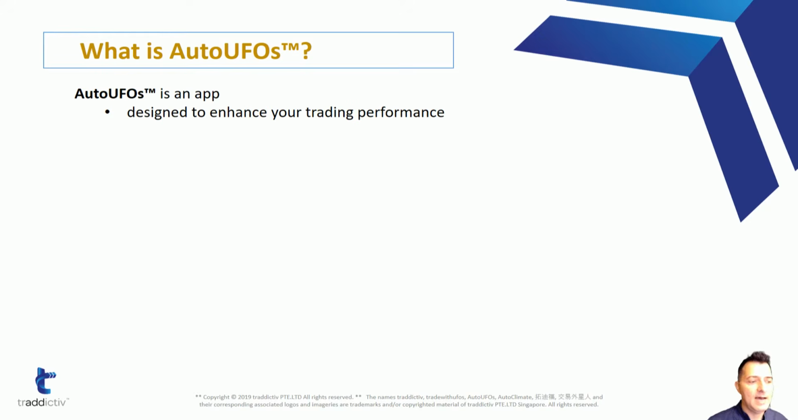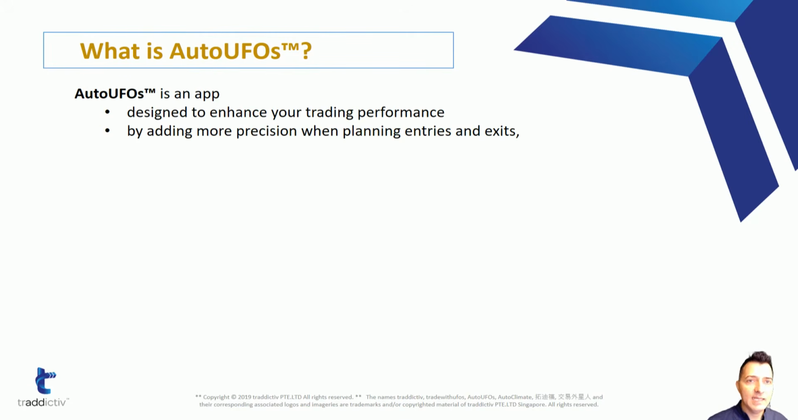Auto UFOs is an app that is designed to enhance your trading performance. And that is done by adding more precision when planning entries and exits. And entries, of course, is either to go long or to go short. And exits, it's either to set targets, but also to have a proper location for the stops.